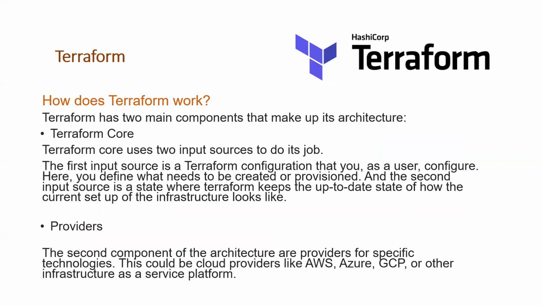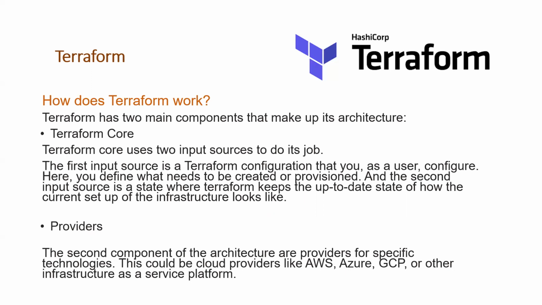So how does Terraform work? Terraform has two main components that make up its architecture. First, Terraform core. Terraform core uses two input sources to do its job. You already talked about the configuration files, which you will be writing to create the required infrastructure. And second is a state file, where Terraform keeps the current state of your infrastructure, which is used further to make changes in your infrastructure. So this is Terraform core.